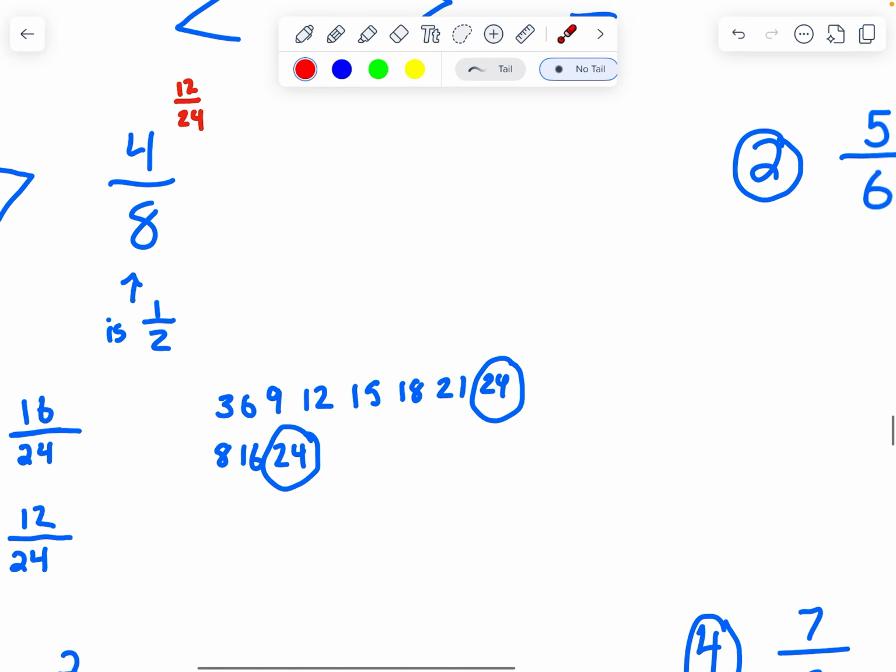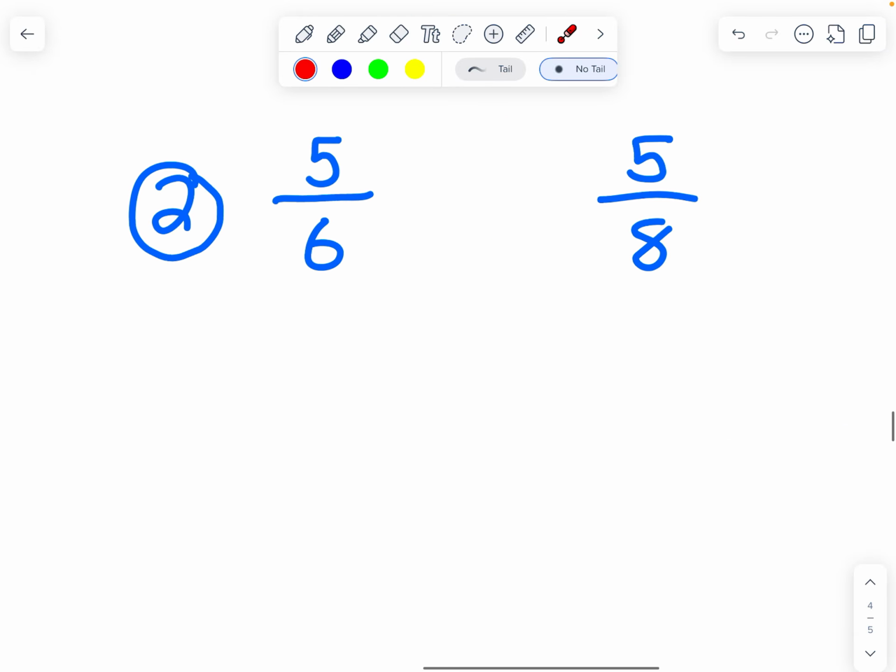Okay, let's try number 2. So let's see if we can reason this out a little bit. I'm looking at this. They aren't the same sized pieces in the whole. This cake is cut into 6 pieces. This cake is cut into 8 pieces, so that doesn't help. But I noticed that the same amount is shaded, right? 5 of these pieces are shaded and 5 of these pieces are shaded. We have a common numerator. So I can reason this out.